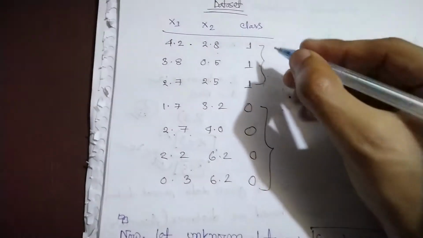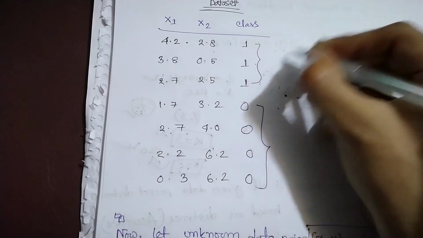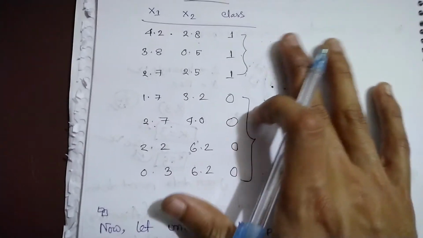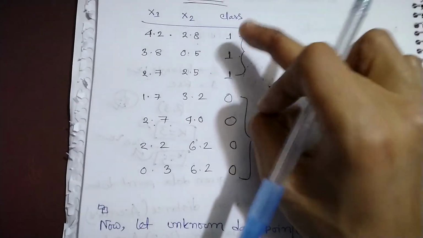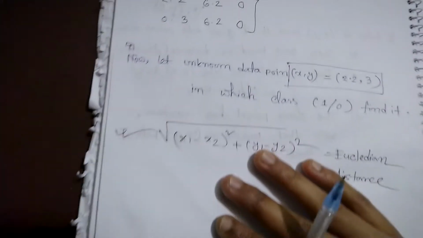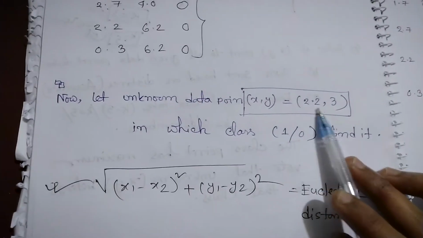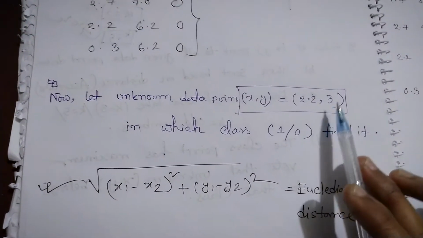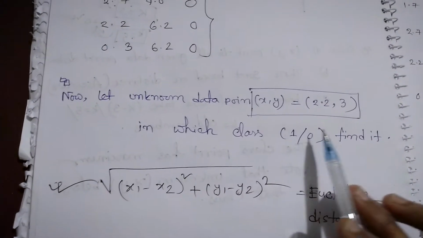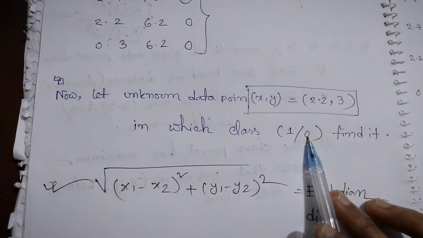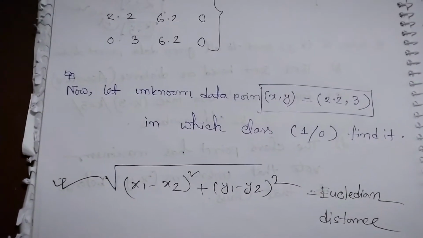Okay, you can say these are all the triangles and these are all the rectangles. You can do anything you like, or you can classify ones as dog and zeros as cat. Okay, so now let the unknown data point be given as (x, y), which is (2.2, 3). You need to find the distance and classify whether it belongs to class 1, which is dog, or 0, which is cat.